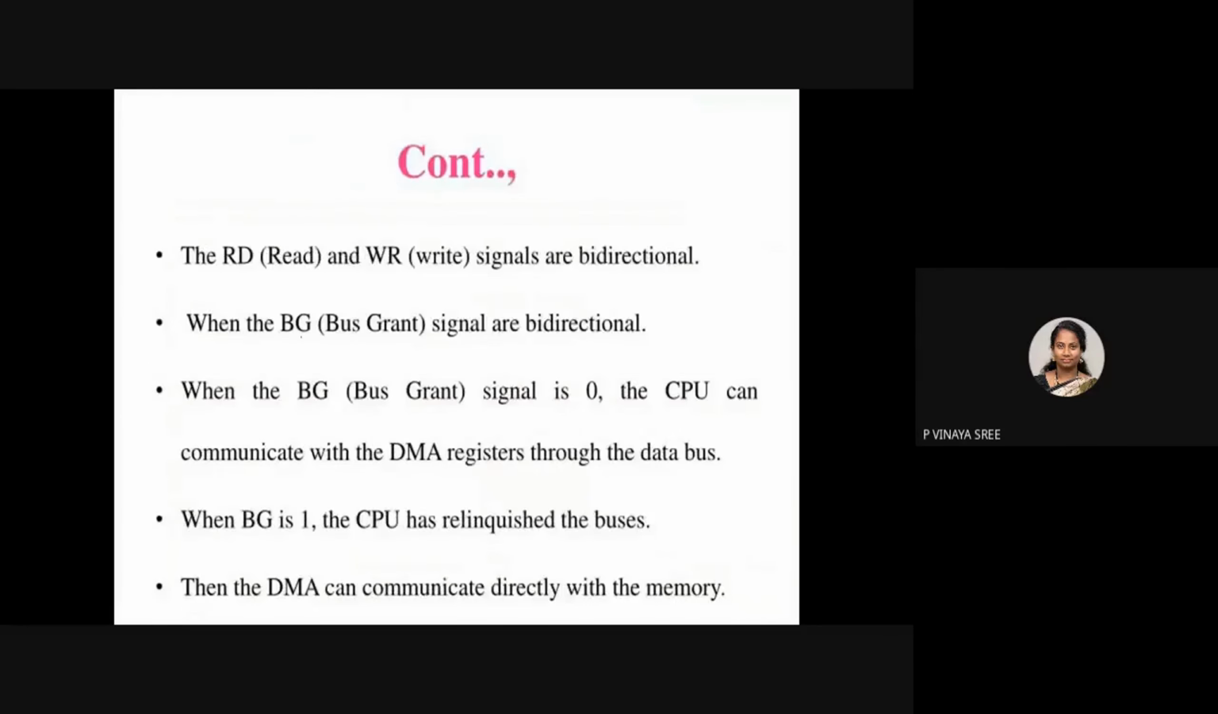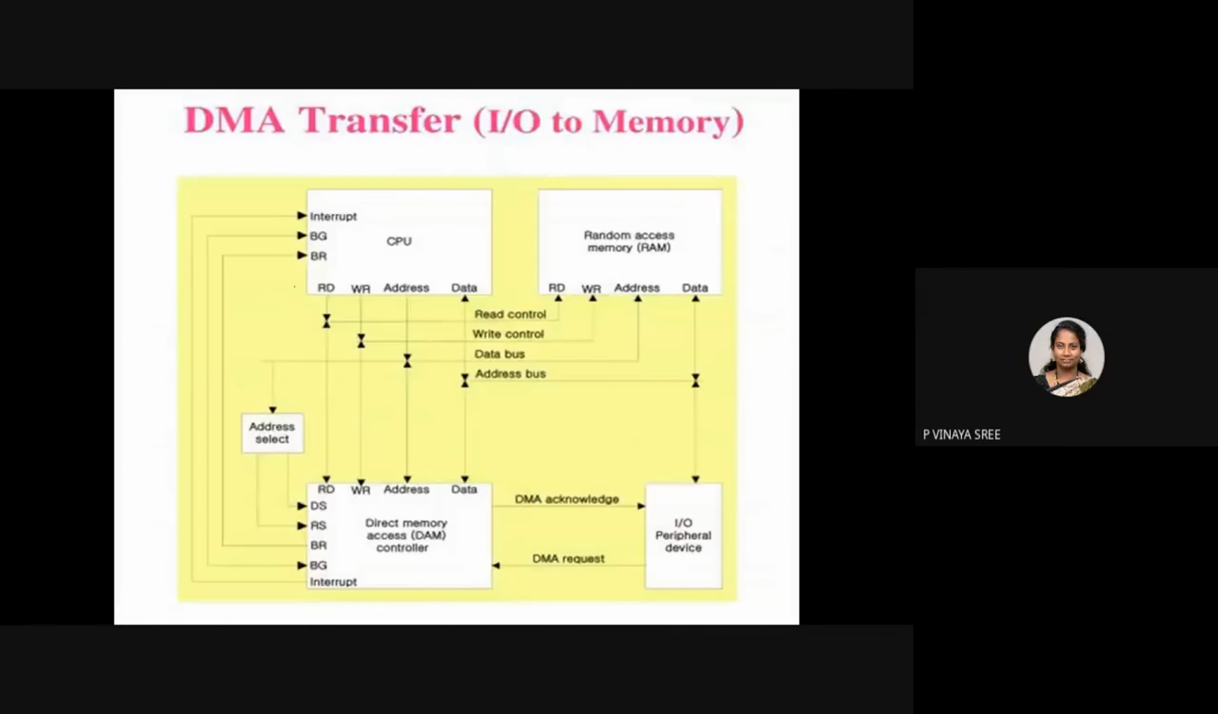So now we'll be discussing how data transfer happens, data transfer from IO to memory. Just now in the first class I said, what is DMA? It is a data transfer between IO devices and the memory without the intervention of the processor.